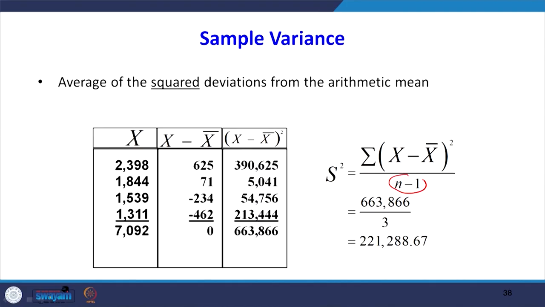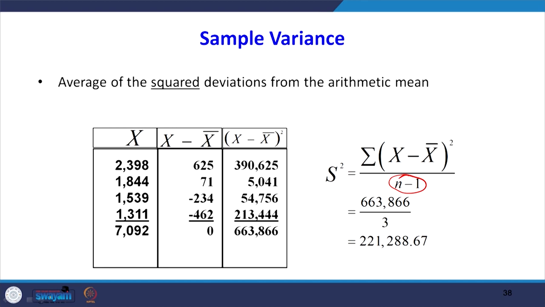Next we will go to the sample variance. The formula is the same, but the only thing is it is divided by n minus 1. Why do we divide by n minus 1? The reason is to make the variance an unbiased estimator. This is due to degrees of freedom. Since we know the value of the mean, we have lost 1 degree of freedom. That is why we divide by n minus 1. It is very important whenever you find the sample variance: in the denominator there should be n minus 1.